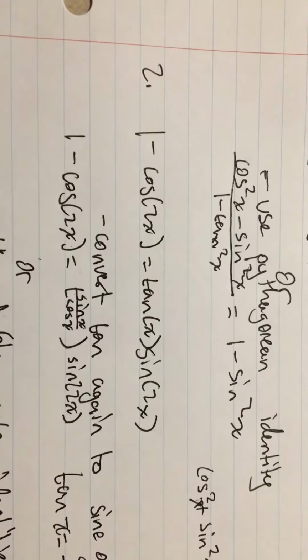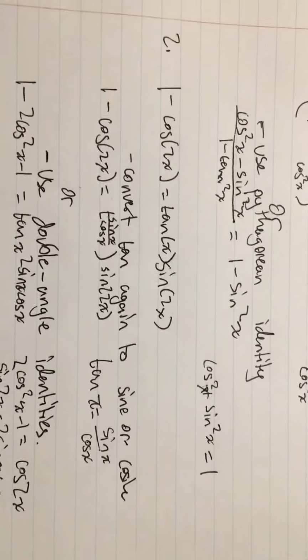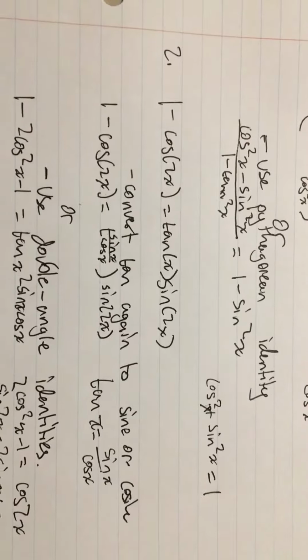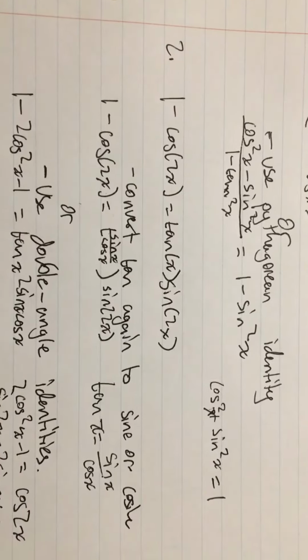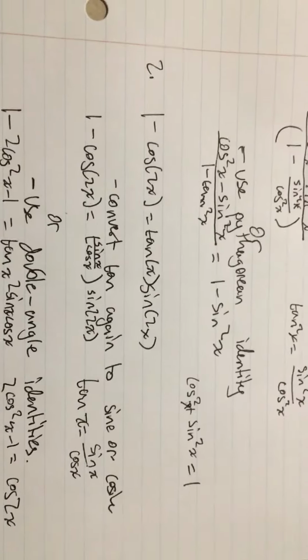For the second problem, we were given 1 minus cosine 2x equals tangent x times sine of 2x. And once again, you can just convert tangent to sine and cosine. So then on the right side, you'd have sine x over cosine x multiplied by sine of 2x, because tangent x equals sine over cosine.